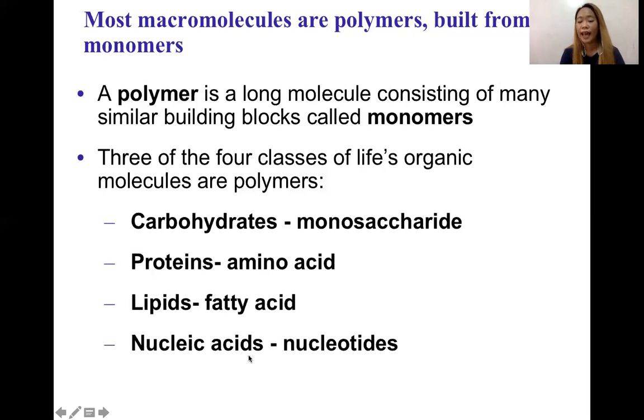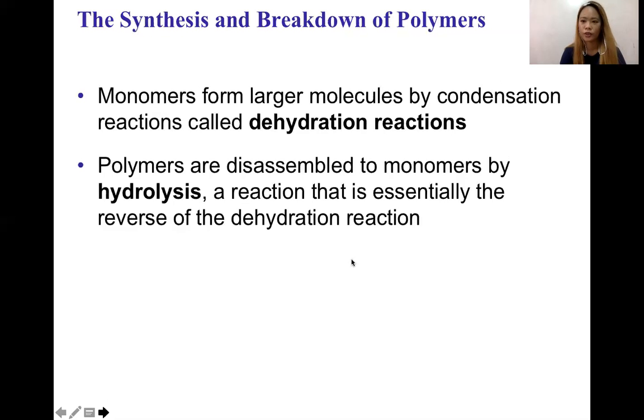And then for nucleic acids, the monomer is a nucleotide. So if I'm going to add 5 or 10 nucleotides, then I am forming what we call nucleic acids. So how do we form these polymers? We form them through the process of dehydration reaction. When we say dehydration reaction, it means that we are building something from small and we are making them into bigger molecules.